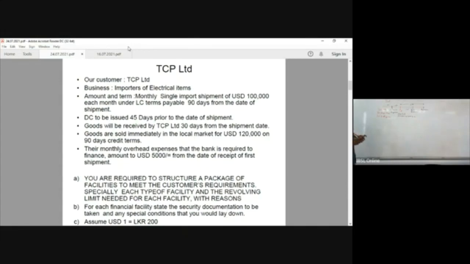Now, very quickly, I'll give you 10 minutes. Can you do all the facilities with details, with reasons, and then write the security documentation to be taken, right? 10 minutes is the time.